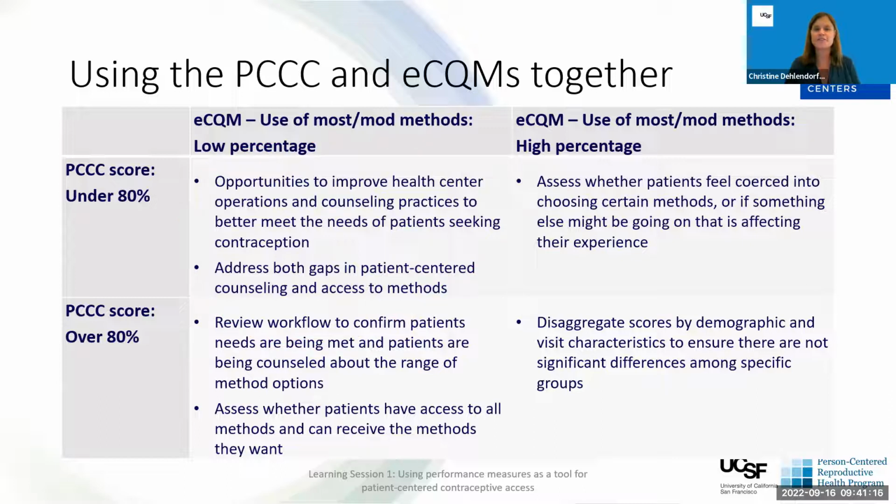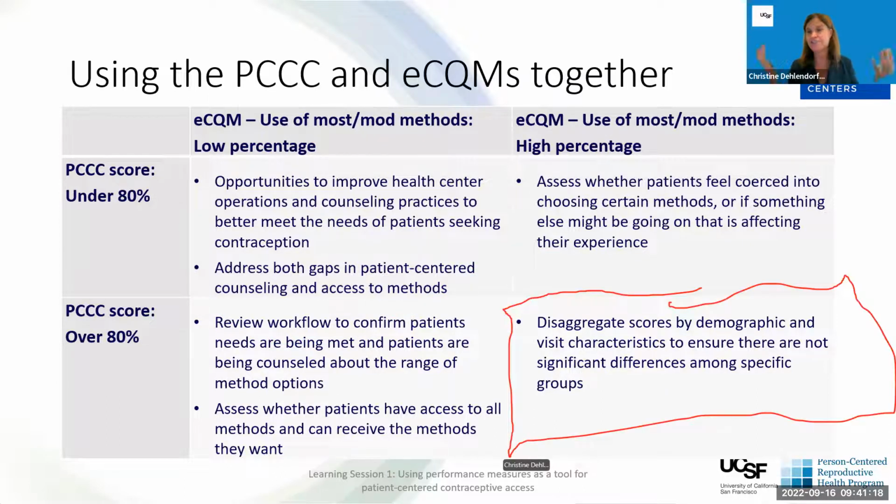Alternatively, what if you have high scores on both, right? Are you just good and you're done? Sure, you could say that, but I would actually encourage you to think, okay, are there opportunities to advance health equity? Are there opportunities to look at it by race, ethnicity, by age, by ability status? Are there things that we could be doing to enhance our method mix? Does it look like, oh, actually 90% of patients at this one clinic are using Depo? Maybe that's because they want it, but let's look a little bit more closely. So there are opportunities to use these performance measures as a starting point to explore contraceptive methods in more depth.